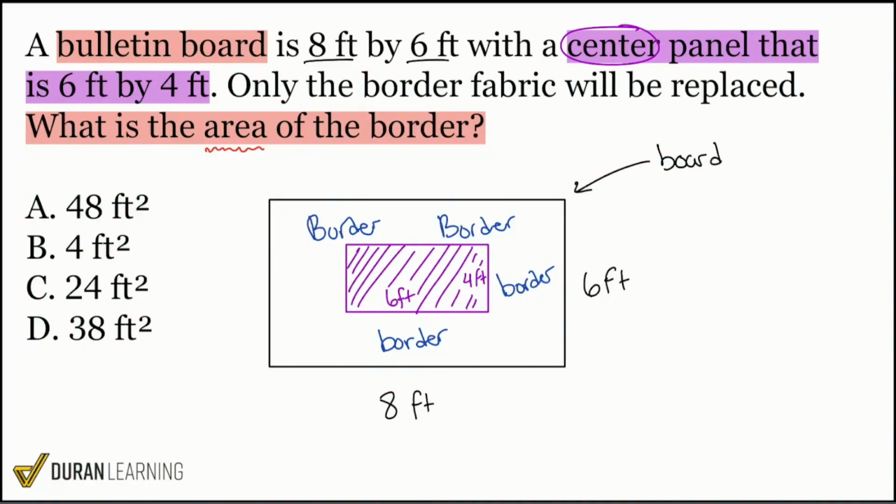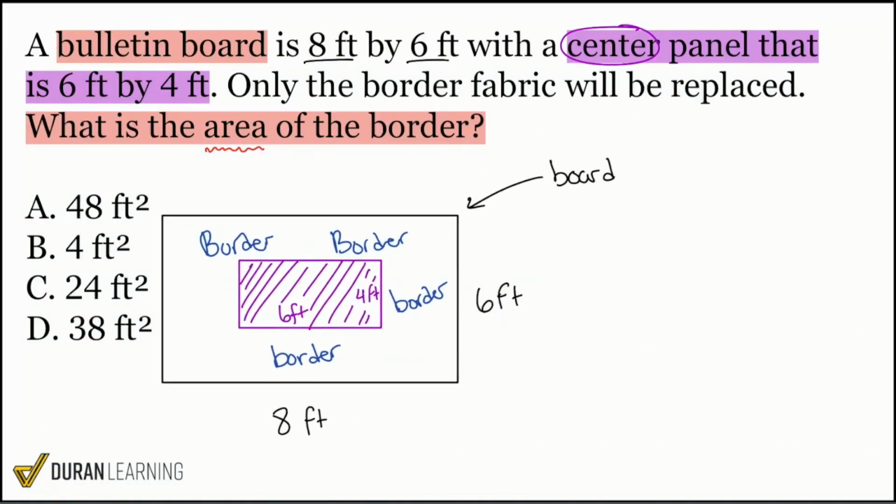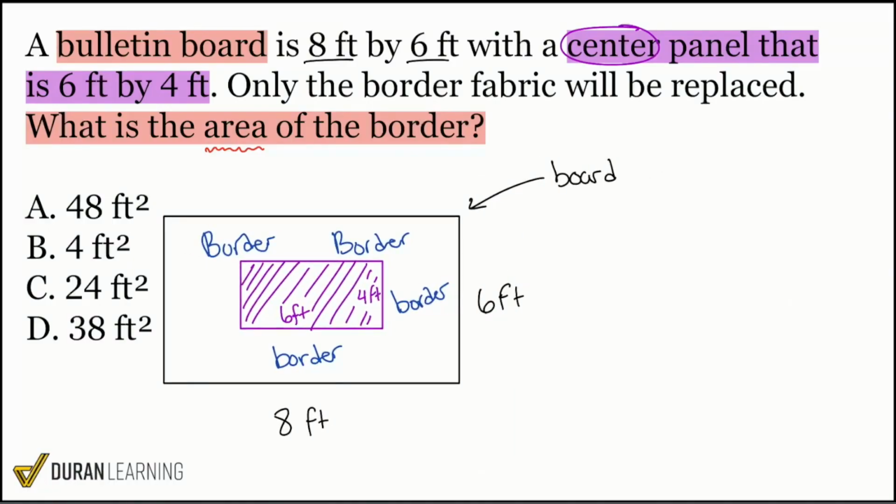Let me share with you here. Step 1, we're going to find the area of the board. Step 2, I'm going to find the area of the panel. Step 3, I'm going to subtract. One more time. I'm going to find the area of the border. Then I'm going to find the area of the panel right here in the middle. And then I'm going to subtract because, again, I only want the area of the border. So let's go ahead and do that here. Let me move this over.